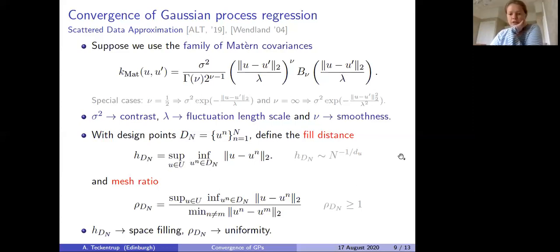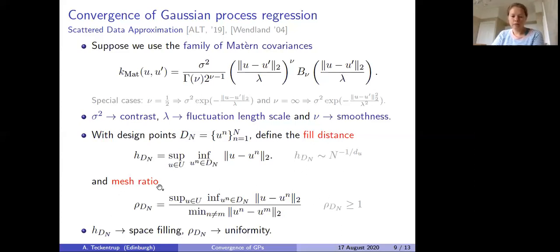the space U. And typically you would get this kind of behavior for the fill distance. If you have n points in du dimensions, where du was the dimension of my parameter u, then you would get a rate of n to the minus 1 over the dimension. So this is something that decreases with n.